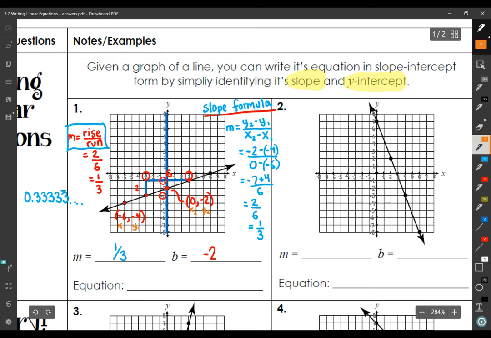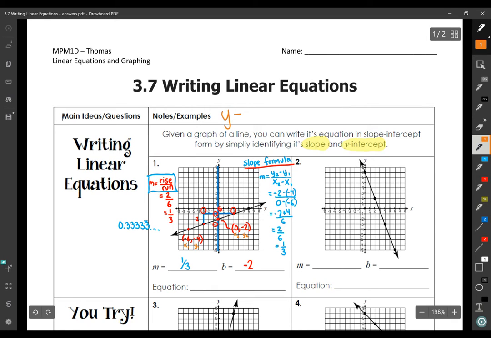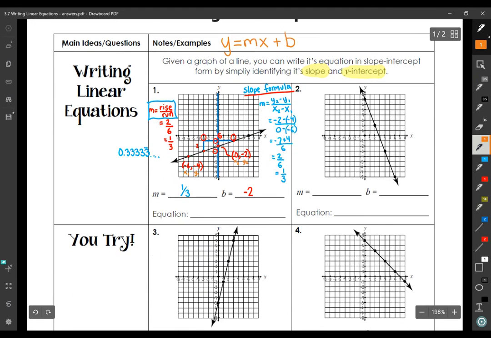So now we'll just write our final equation. Remember, the general form of a linear equation is y equals mx plus b. So for question 1, the equation would be y is equal to 1 over 3 times x minus 2. Okay, so that's the equation for our first line. Okay, so let's do the second example together.